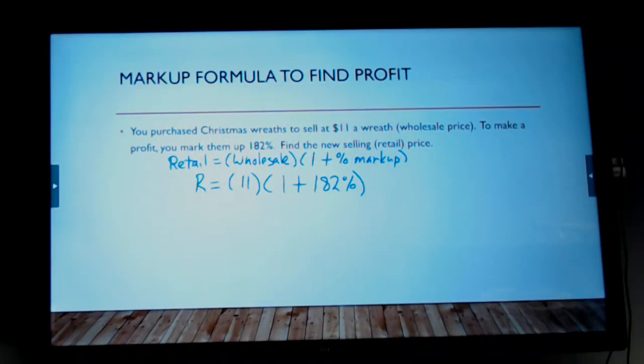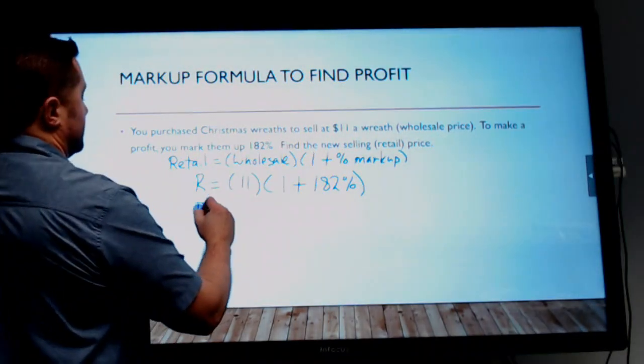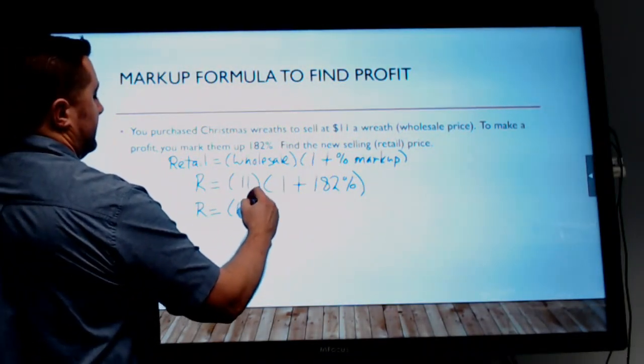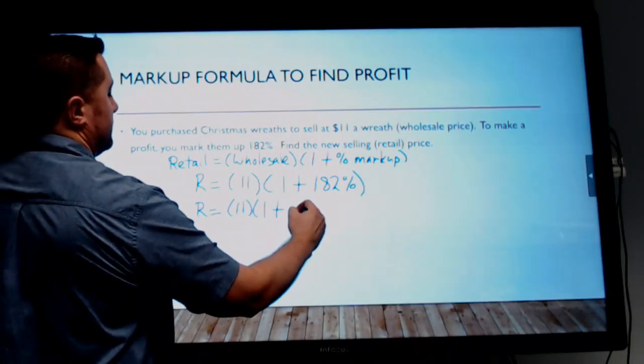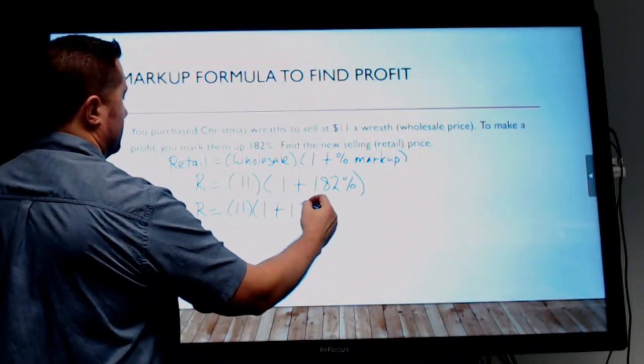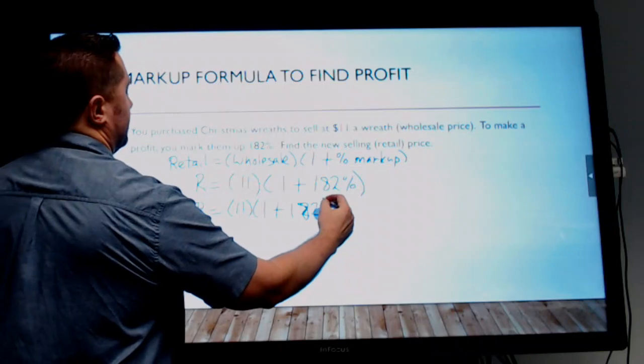Yep. In case you didn't hear Sylvie, because of the air running, she said it's 182% now. Don't we have to change it? Yes, we do. We have to change it out of percent into decimal. Good observation. So we got R equals 11 times 1 plus 1.82.